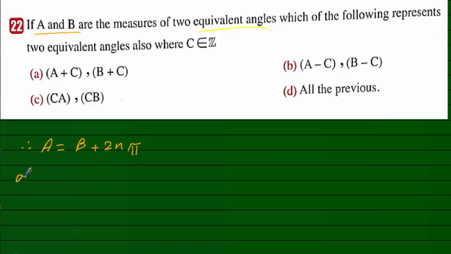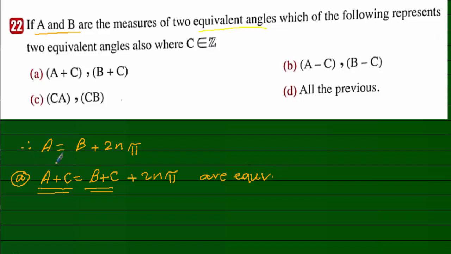So with respect to A, add another angle of measure C. What you get? A plus C equals B plus C plus 2n pi. So A plus C and B plus C are two equivalent angles also. So here we have a right answer in A.